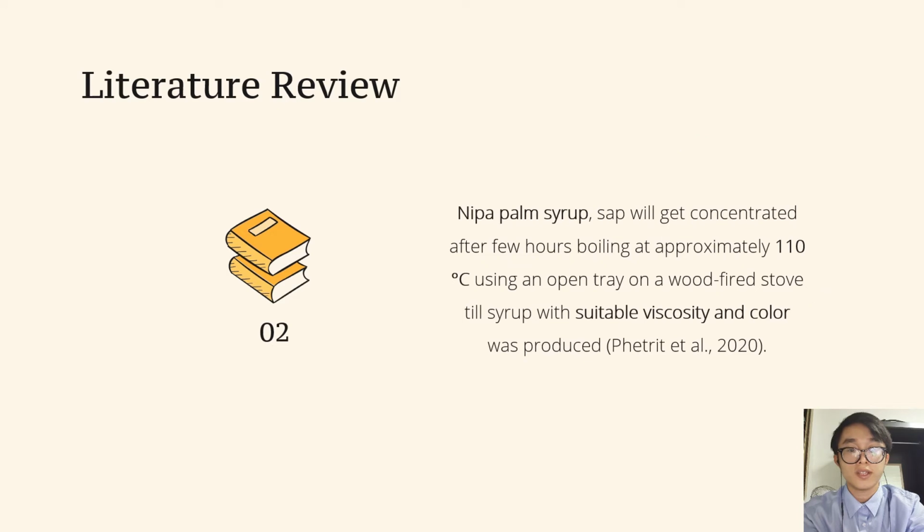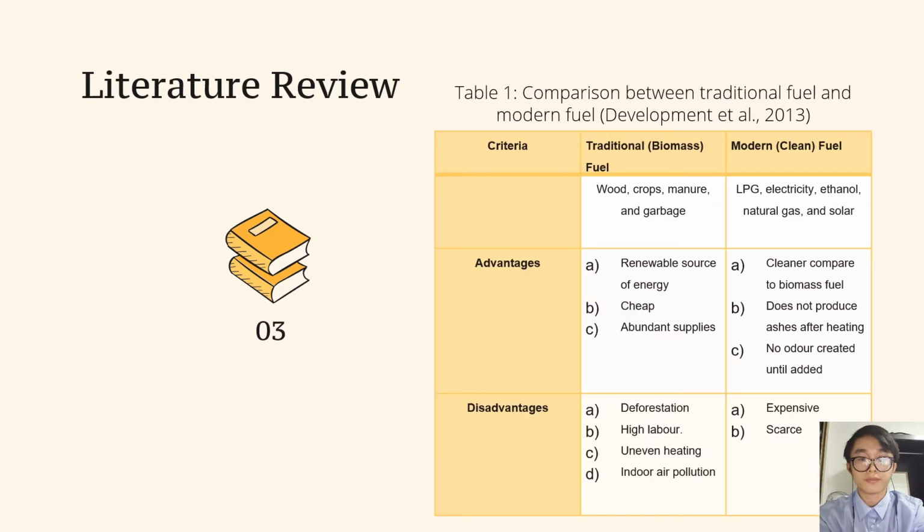We will be focusing on the NIPA palm syrup. The NIPA palm syrup will get concentrated after a few hours of boiling at approximately 110 degrees Celsius using an open tray on a wood-fired stove, until syrup with suitable viscosity and color is produced.